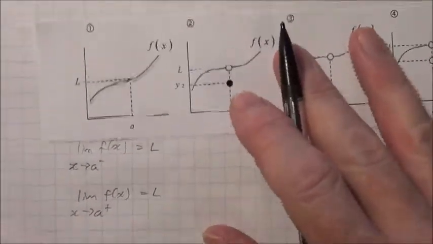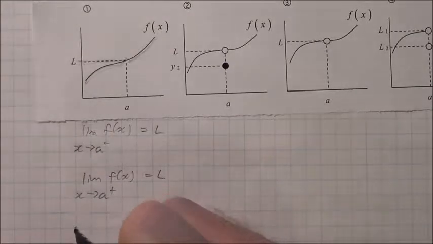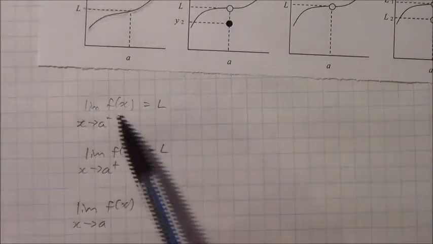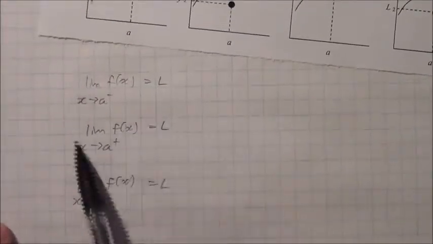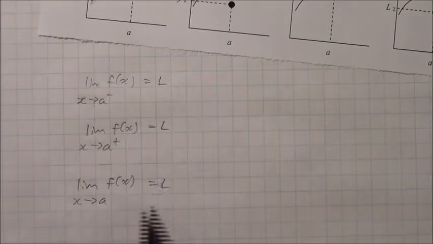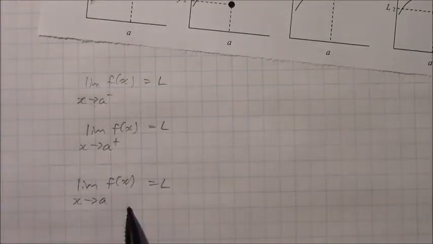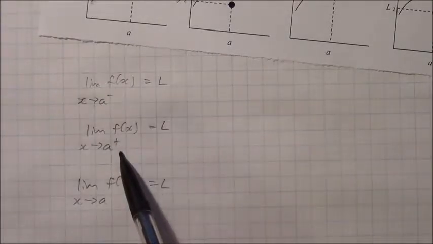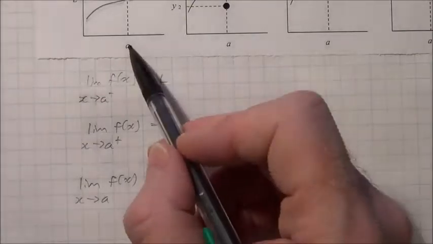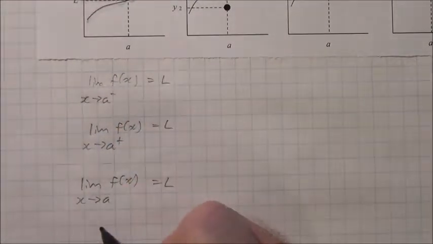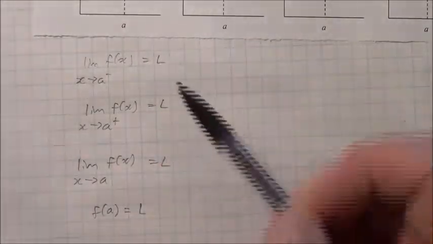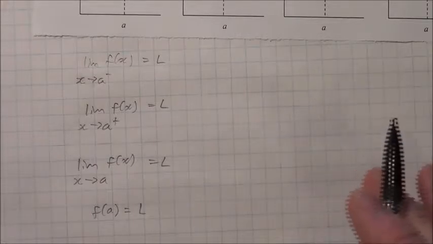Then I can say in general that the limit of f of x as x approaches a equals L. So this is the left-sided limit, and this is the right-sided limit, and because those two are equal, that means the limit in general is equal to L. And in this case also, where x is equal to a, we know that f of a is defined, and that equals L. It's the same y value as the limit. That won't always happen, but it's happening in this case.